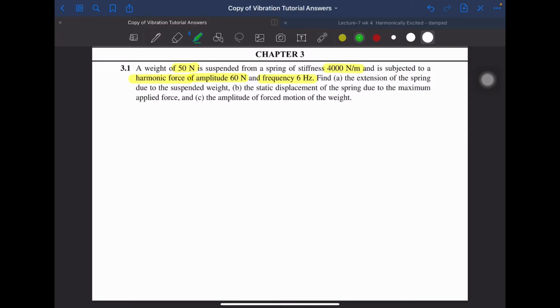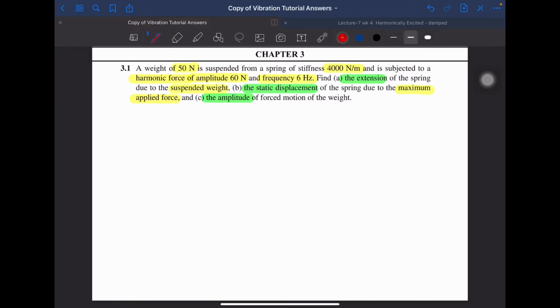The first question asks you to find the extension of the spring due to suspended weight. So remember, if the question asks you to find extension, it means deflection. Next, the question asks you to find the static displacement of the spring due to maximum applied force. Also deflection, static deflection basically. And lastly for C, the question asks you to find the amplitude of forced motion of the weight. The question asks you to find the X.